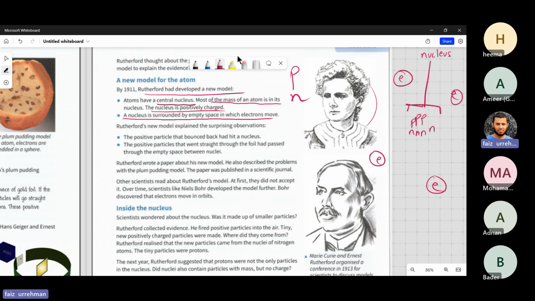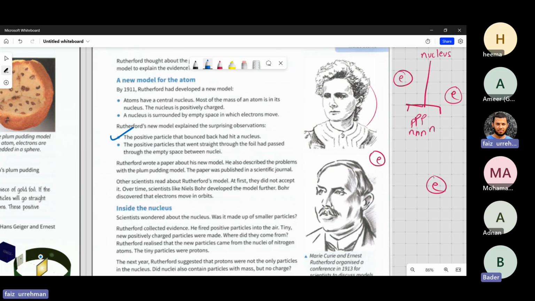These things were not included in the plum pudding model. That model was very different. But now this model is very similar to the current day model. And what else? Rutherford's new model explains surprising observations. What are the surprising observations? The teacher can ask you this. What were the surprising observations in Rutherford's new model? There are two answers. What is the first answer?